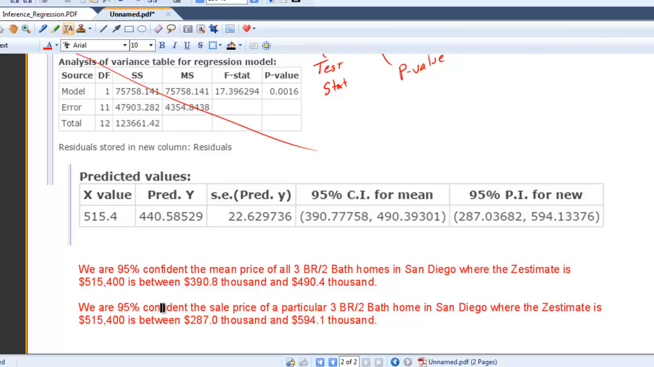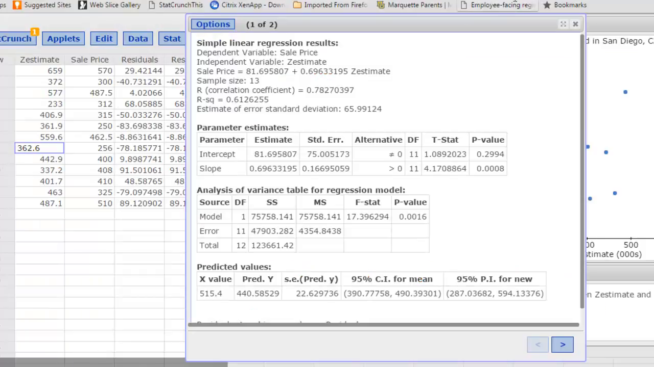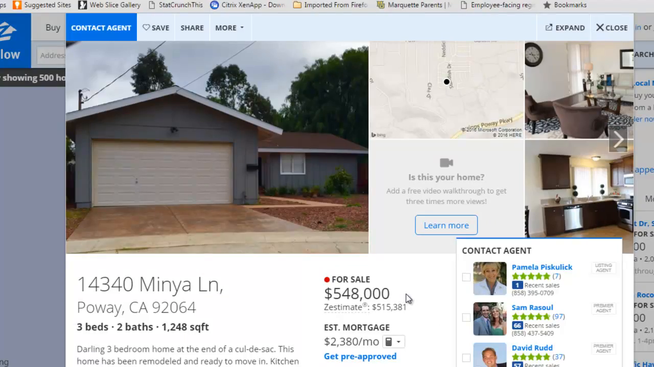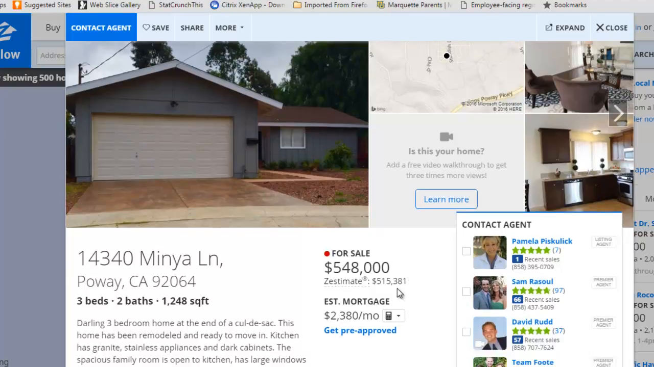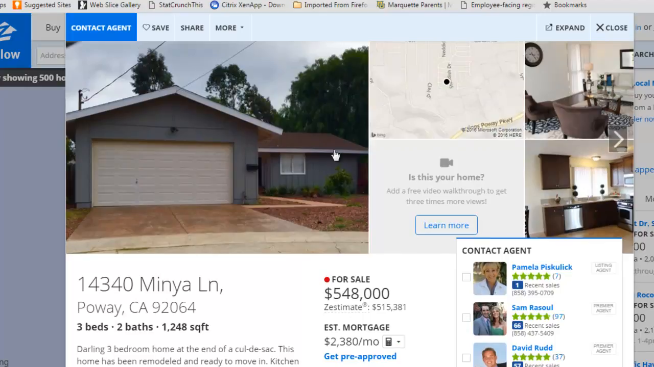And so you would feel comfortable paying somewhere between those two dollar amounts for that darling house on Minya Avenue. But your target price would be $440,585. See that? That would be your target price for the home. What are they asking? $548. Right? So you're going to lowball them based on your model. And you would say, look, I think you're way overpriced based on my model of homes that have also sold in this neighborhood and their estimate. So you actually have data to back up and support your offer.